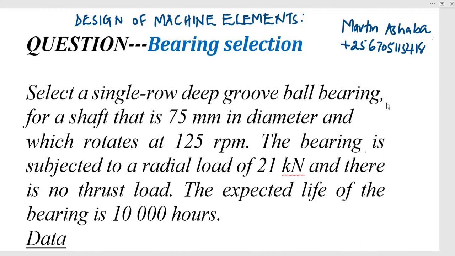This is my WhatsApp number, taking you through the bearing selection process for a simple case. The simple case we are looking at tells us to select a single row deep groove ball bearing for a shaft that is 75 millimeter in diameter and which rotates at 125 RPM, or revolutions per minute. The bearing is subjected to a radial load of 21 kilonewton, and there is no thrust load. The expected life of the bearing is 10,000 hours.